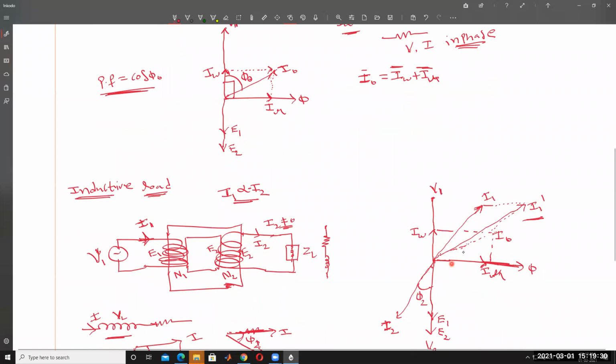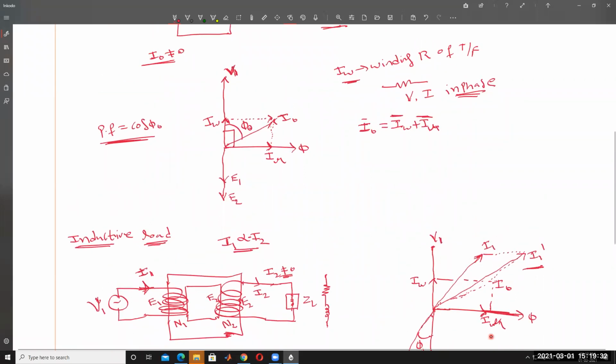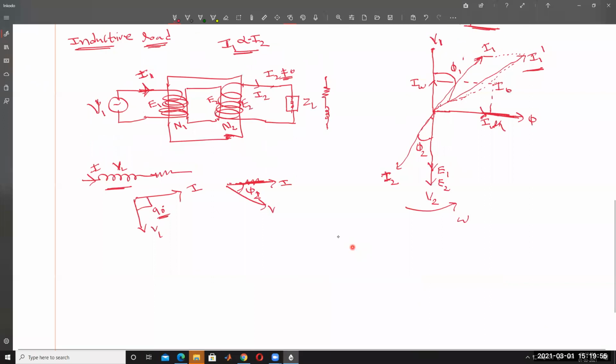Similarly here, the angle between V1 and I1 dash, the actual primary current, is called pi 1, and the power factor is equal to cos pi 1. So this is the phasor diagram of a transformer under inductive load.